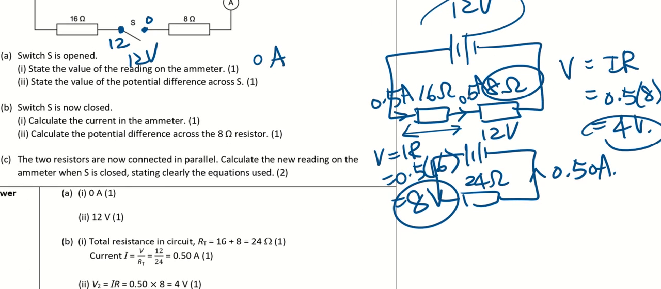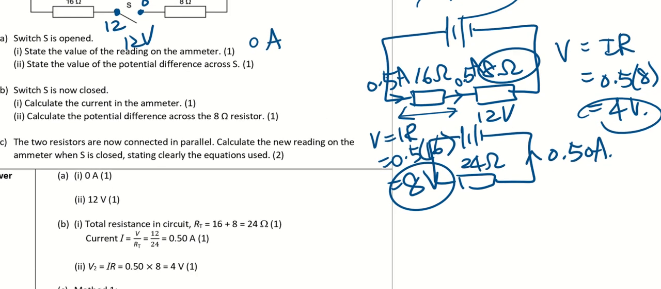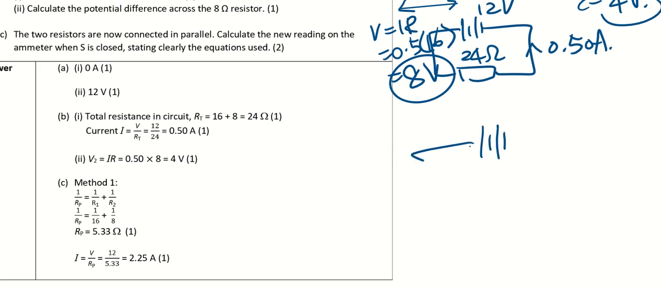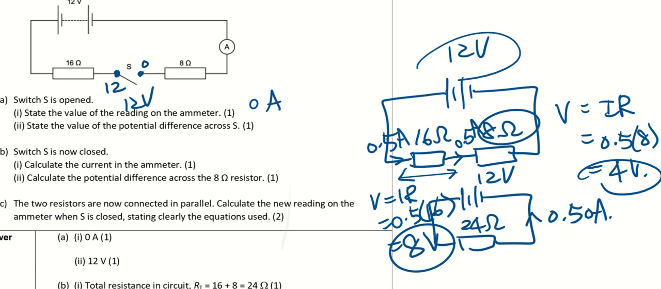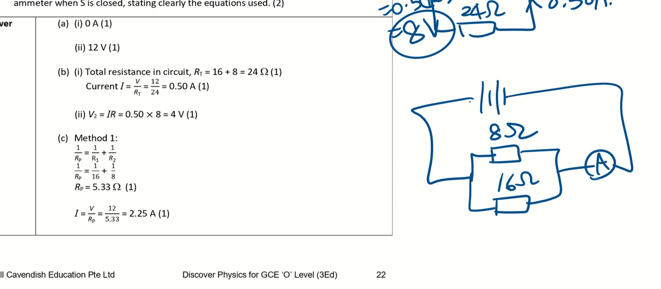Now, the two resistors are now connected in parallel. Calculate the new reading on the ammeter when switch S is closed. Okay, so maybe I need to redraw this circuit. Okay, always redraw circuit. It will help you to see things much clearer. So 16 ohm here, and let's say I have the ammeter here. I have 12 volts. Okay, so 8 ohm and 16 ohm.